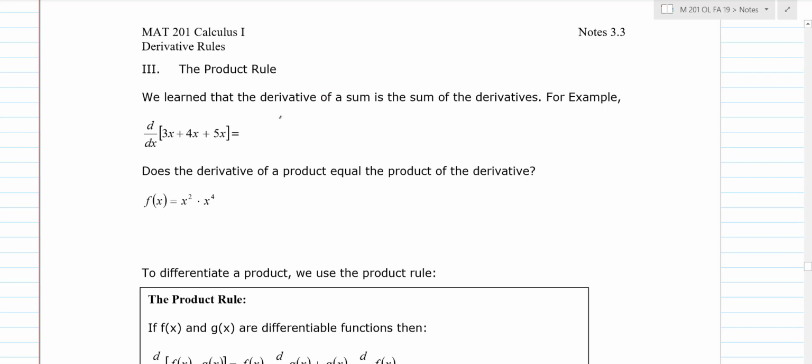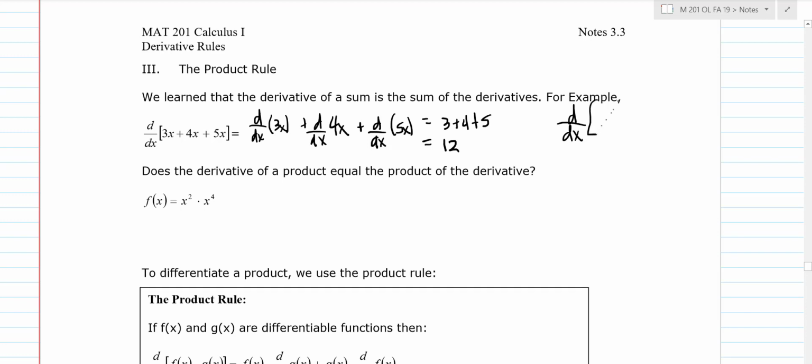And let me just demonstrate this. First of all, there's two ways to do this problem. One way is to do the derivative of 3x plus the derivative of 4x plus the derivative of 5x. This is probably not the way you would do it, but that would just be 3 plus 4 plus 5, which would be equal to 12. Or a little bit sharper way would be, hey, these are all like terms, so we have 12x, and the derivative of 12x is 12.